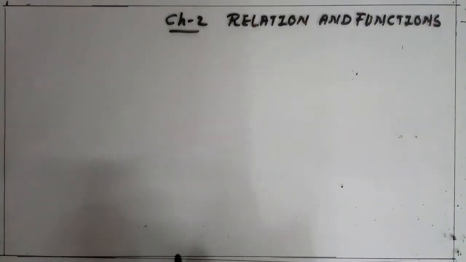Student, in this lecture we start a new chapter, chapter number 2, relation and function. Remember this relation is one type of a cross product. First remember this, what is cross product?